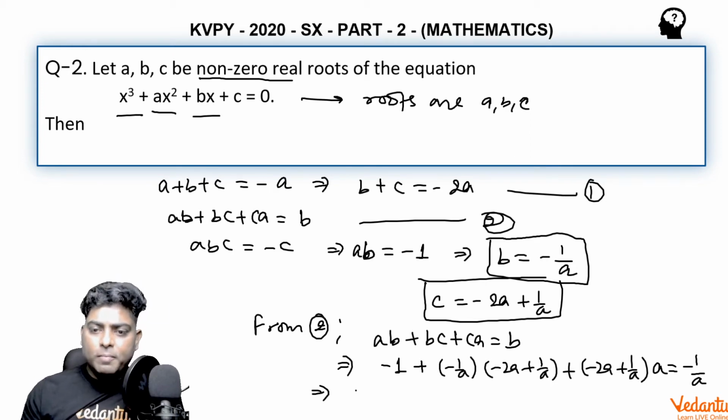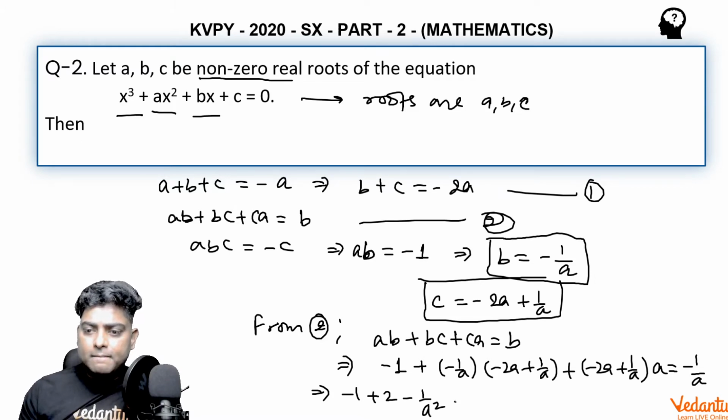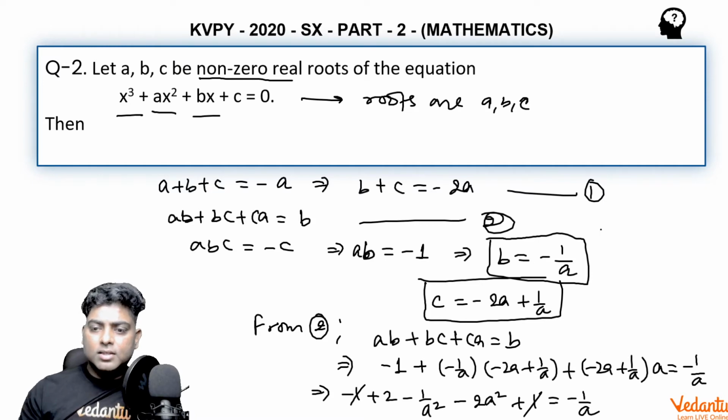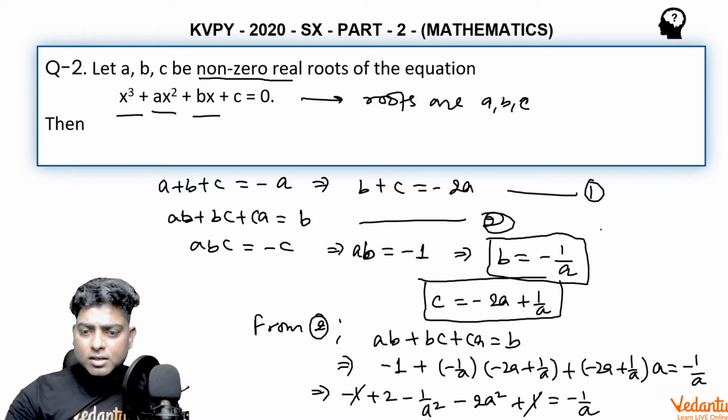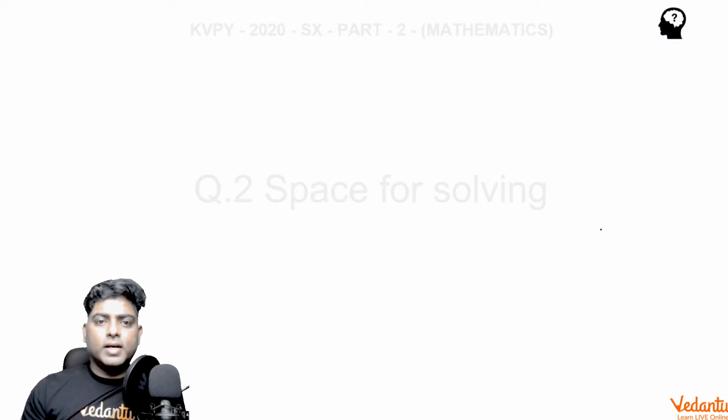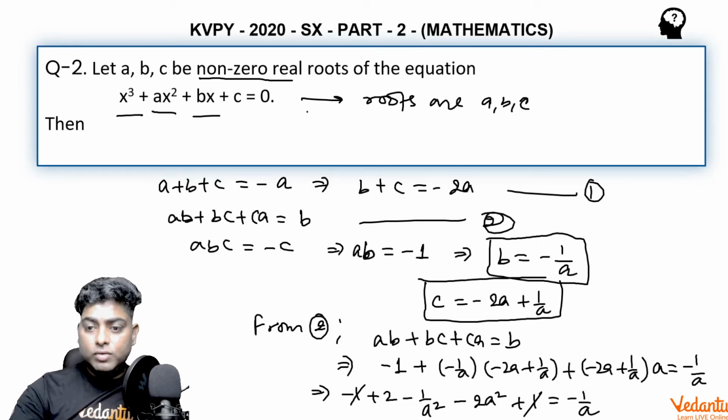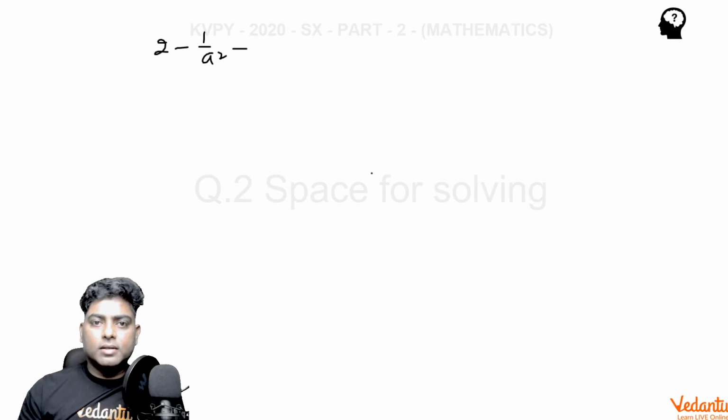So if I open this, minus 1 minus minus plus 2 minus 1 by a square, then minus 2a square plus 1 is equal to minus 1 by a. So minus 1 plus 1 got cancelled. Coming to the next page, 2 minus 1 by a square minus 2a square is equal to minus 1 by a, right?